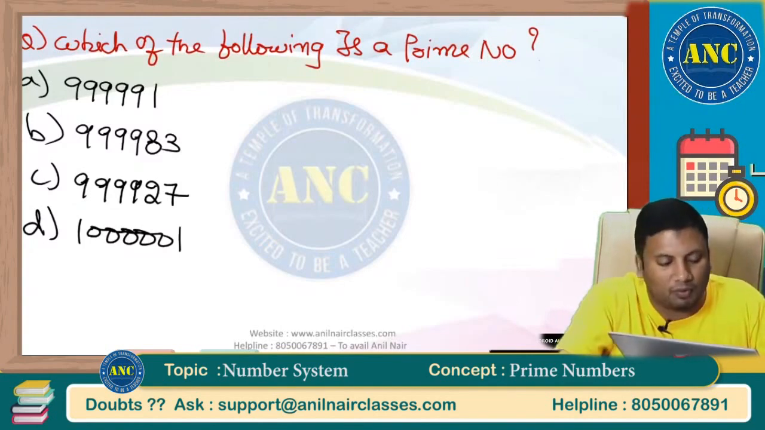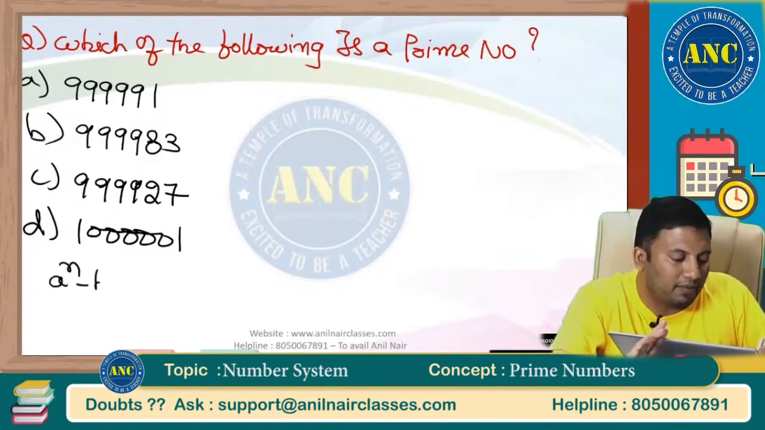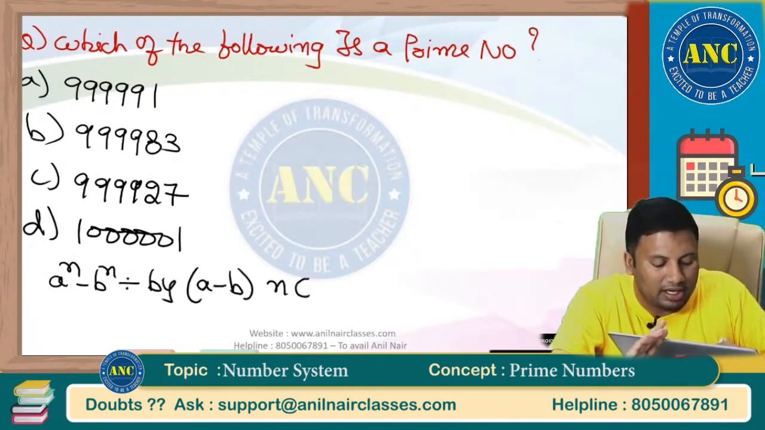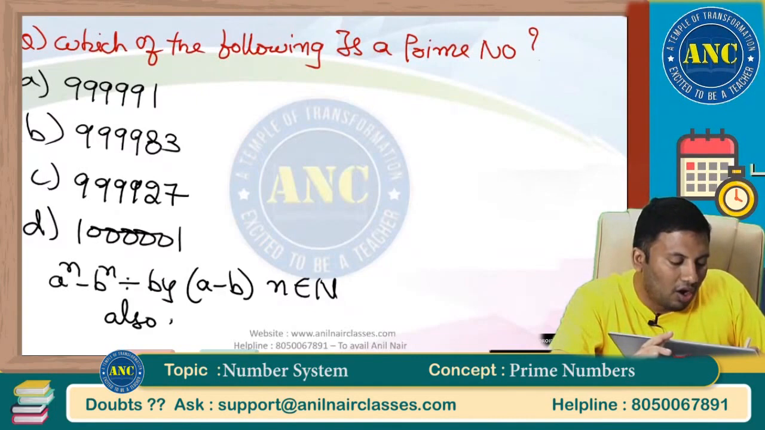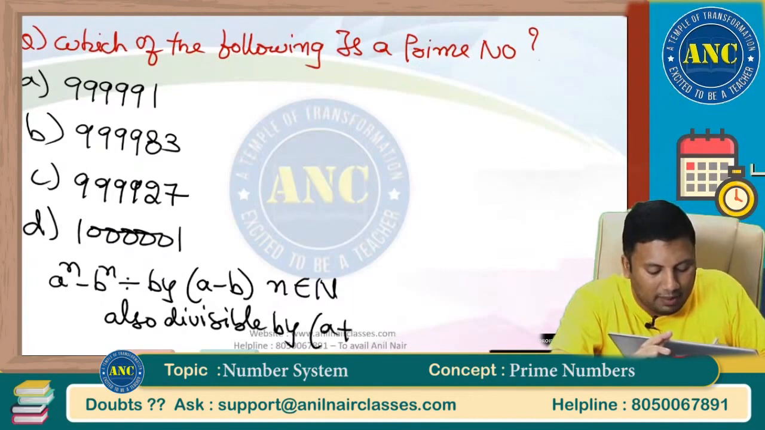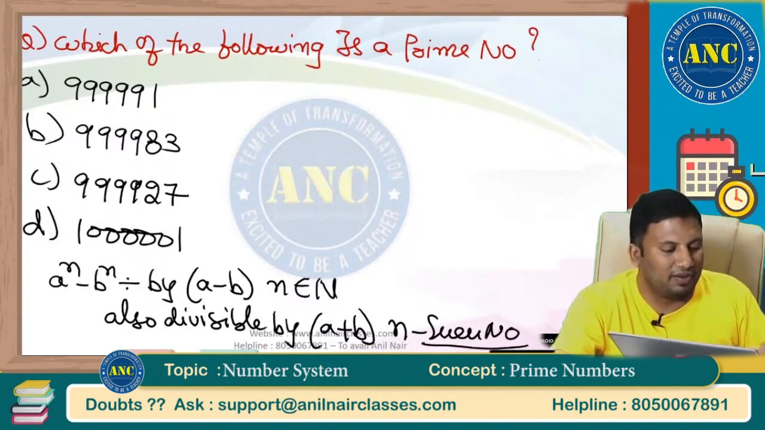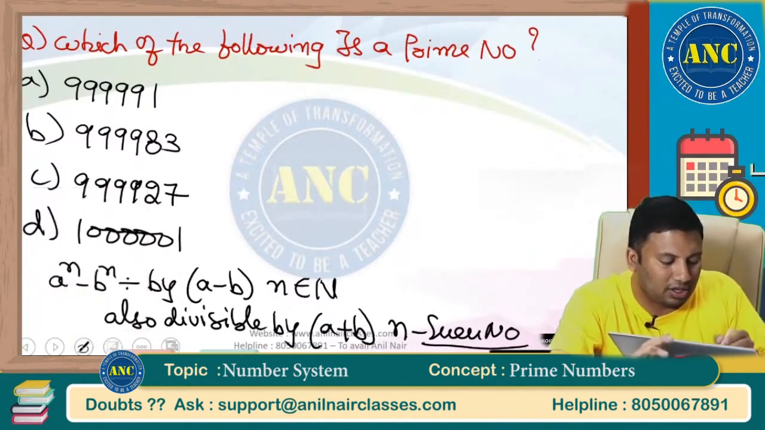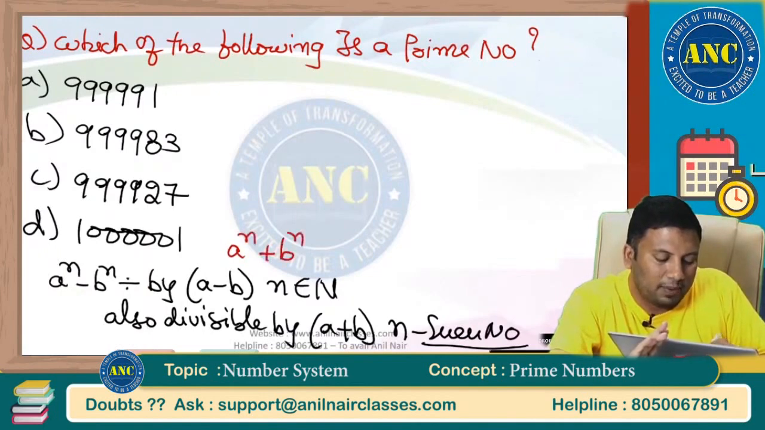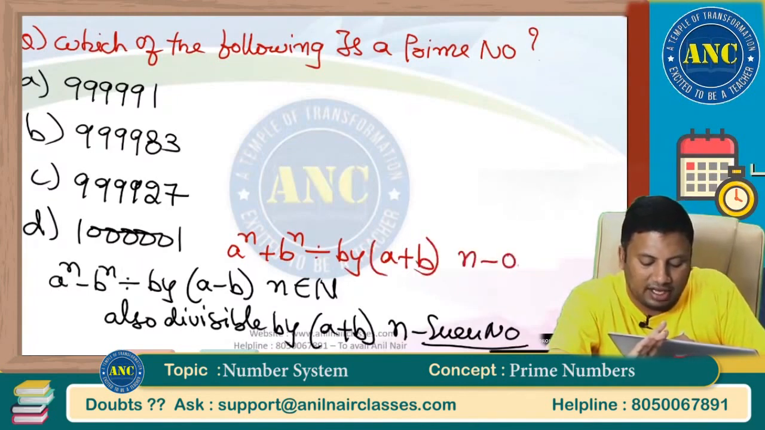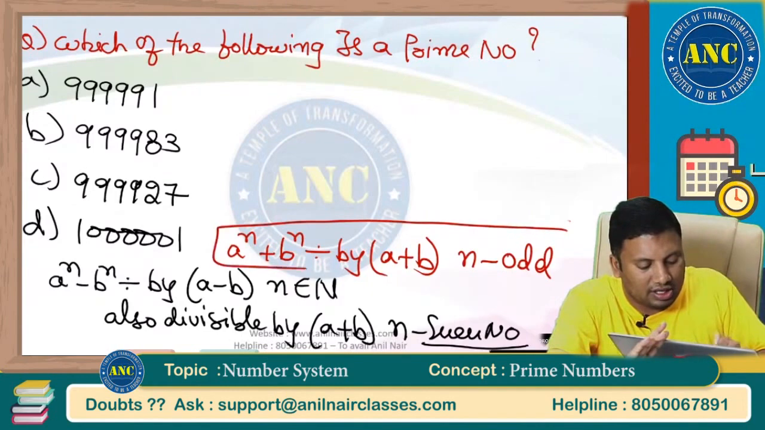In session number 1, we discussed one concept: a power n minus b power n is always divisible by a minus b if n is a natural number. It is also divisible by a plus b if n is an even number. We will use that concept, and one more: a power n plus b power n is always divisible by a plus b if n is an odd number.